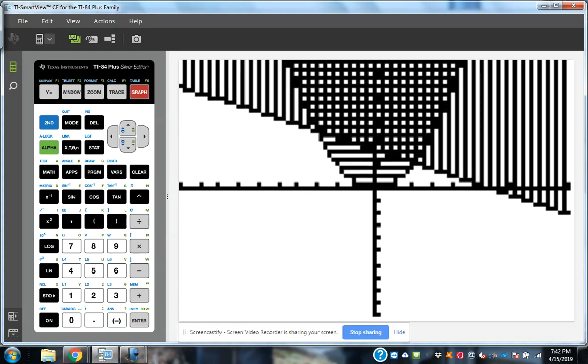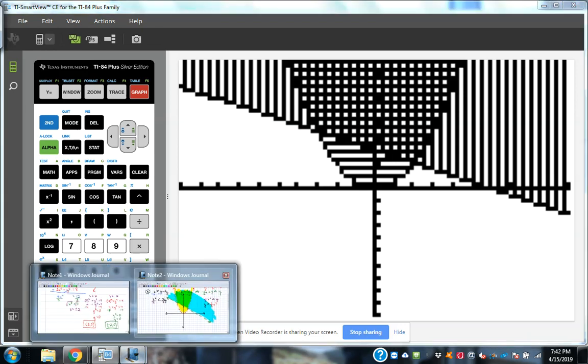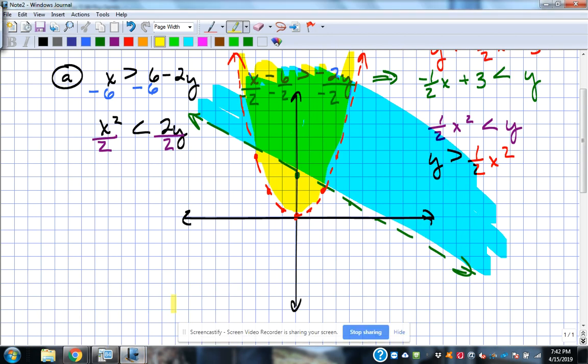Graph. And there we see, it's not quite as pretty on the black and white version, but it still does the work. You can still tell where that shading is out of that. And again, that graph is going to be the solution for that. So, all right, let's look at another system here.